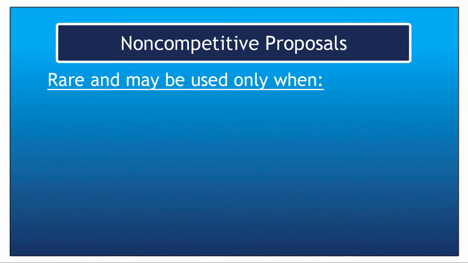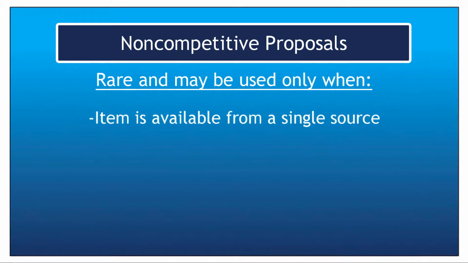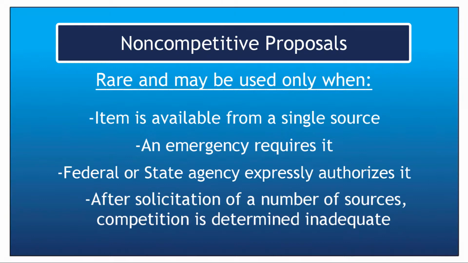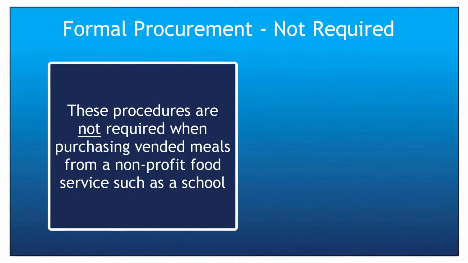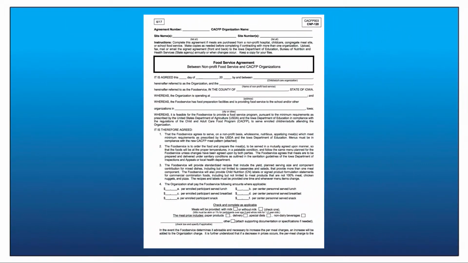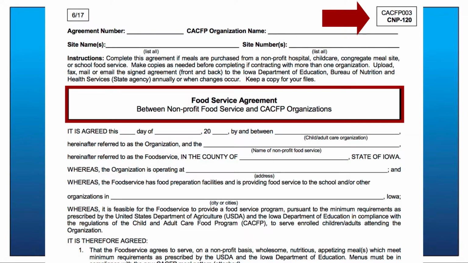Non-competitive proposals are rare and may be used only when the item is available from a single source, an emergency requires it, the federal or state agency expressly authorizes it, or after solicitation of a number of sources, competition is determined inadequate. These procedures are not required when purchasing vended meals from a nonprofit food service, such as a school. Instead, CACFP organizations must complete Form CNP 120.